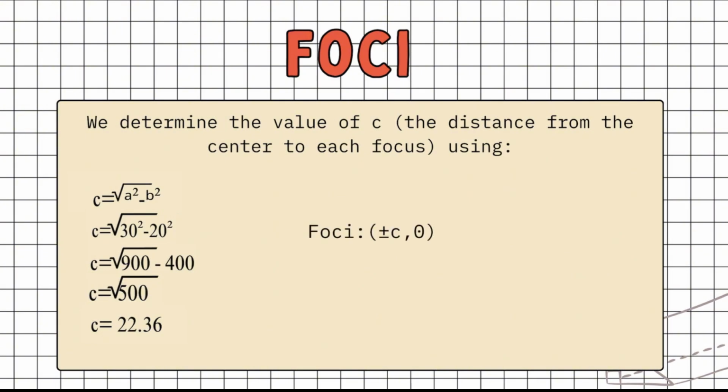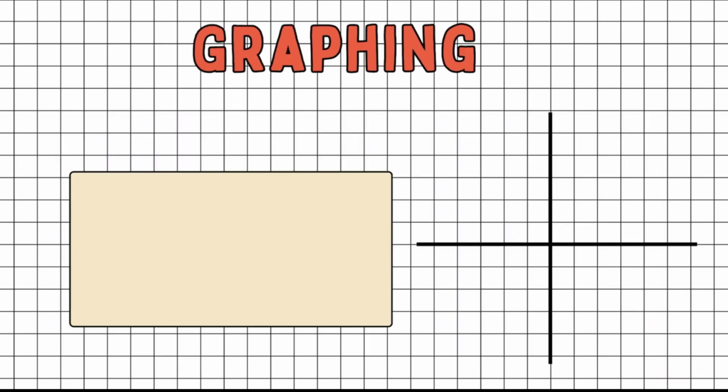So the coordinates of the foci are (22.36, 0) and (-22.36, 0). These points lie inside the ellipse and they show how the shape stretches horizontally. So for our graphing, first we look at the center, which is at (0, 0). So we will plot the center right where the x-axis and y-axis meet. This point will be the middle of our ellipse.